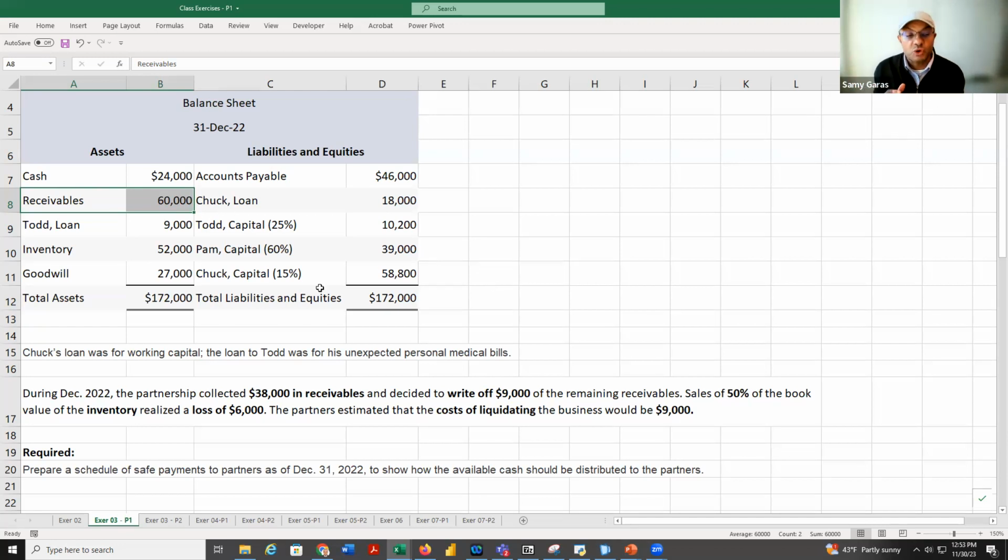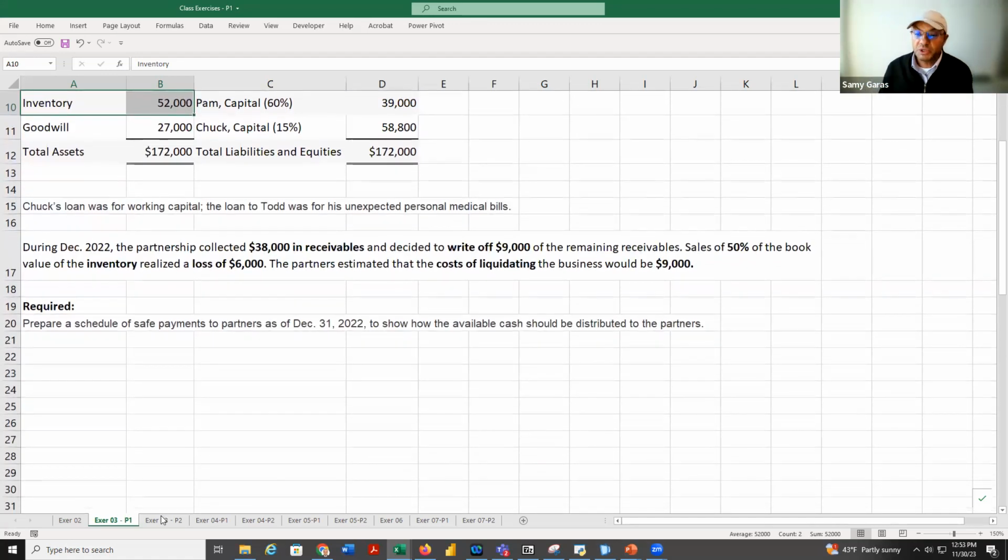And the company sold 50% of the inventory. If you look here, the inventory 52, the company sold 26, which is 52 by half, 26,000 for a loss of 6,000. And the partners estimated the cost of liquidation to be 9,000. So what shall we do now?